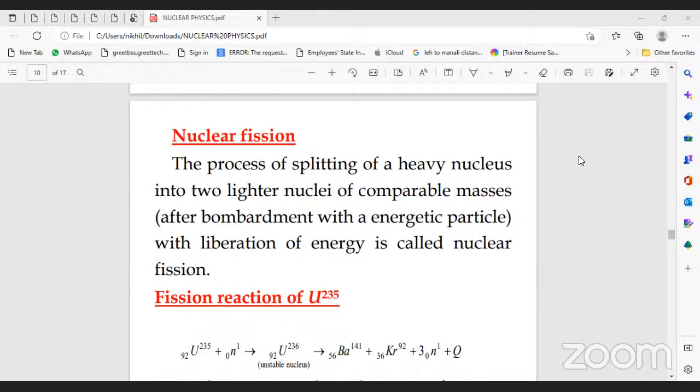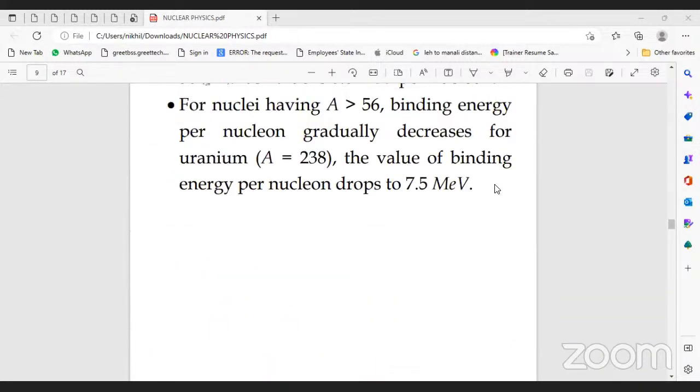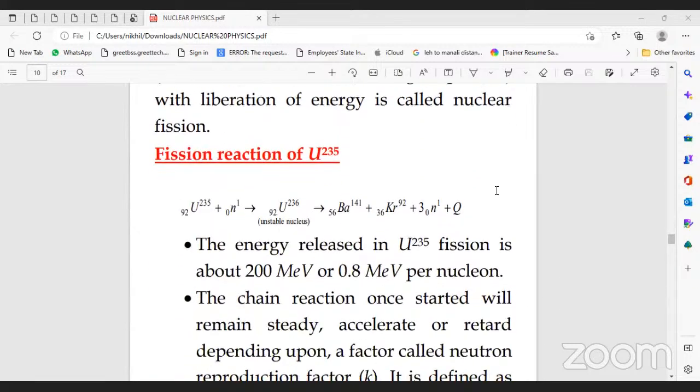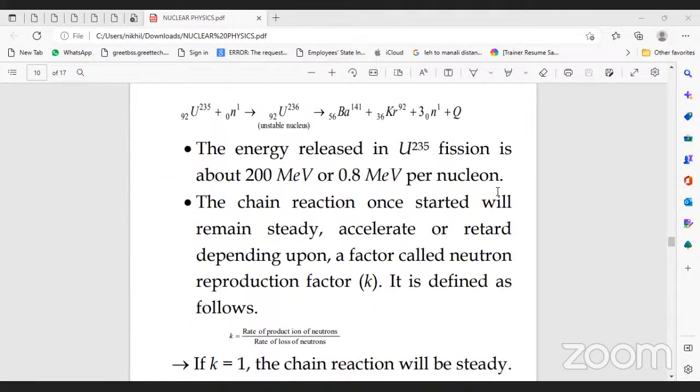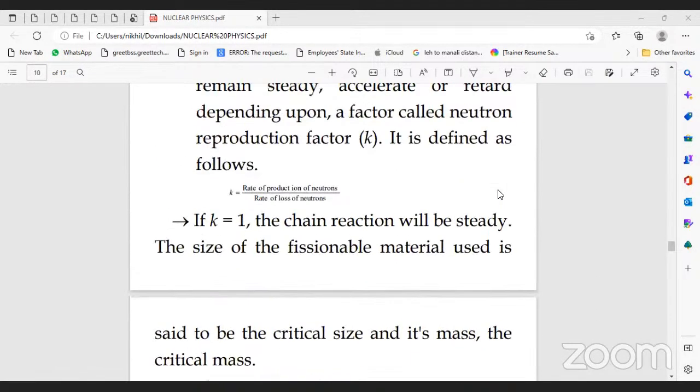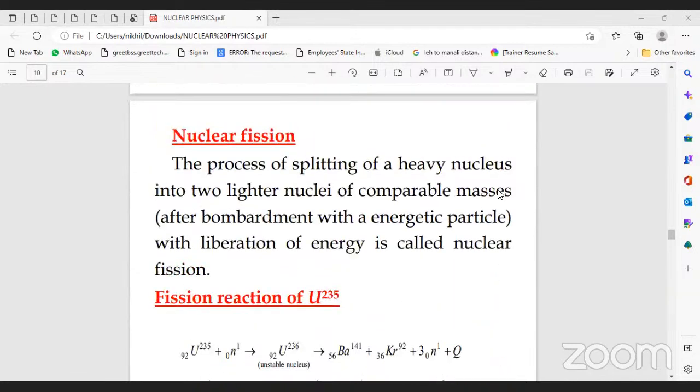Good evening, students. Let us continue the discussion on nuclear reactions. In the last class, I explained the concept of nuclear chain reactions and how the reactions take place. We also explained the concept of nuclear fission and how the energy is released.